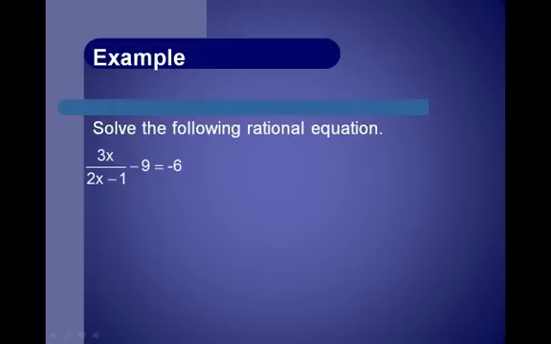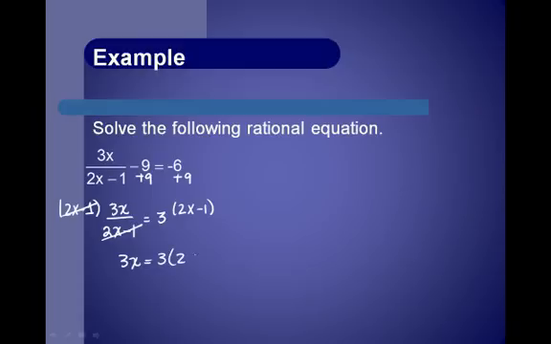The next example, solve the equation 3x over (2x minus 1) minus 9 equals negative 6. Well, probably what we want to do here is get the fraction term on the side by itself, so we could start out by adding 9 to both sides. If we do, we get 3x over (2x minus 1) is equal to 3. And now to solve this equation, we've got a variable in the denominator. So we're going to multiply both sides by 2x minus 1. So it cancels out on the first side. So we get 3x equals 3 times (2x minus 1), which would give us 3x equals 6x minus 3.